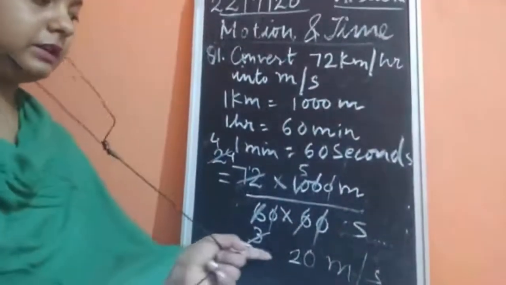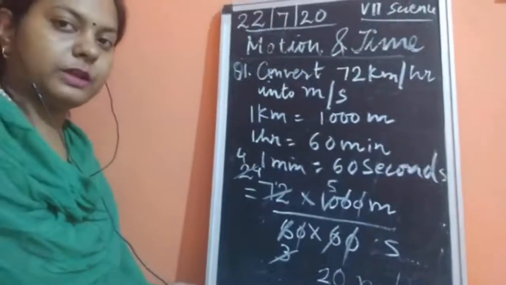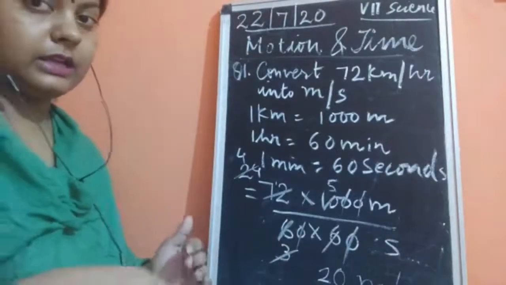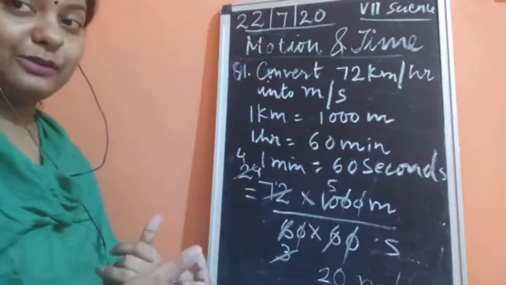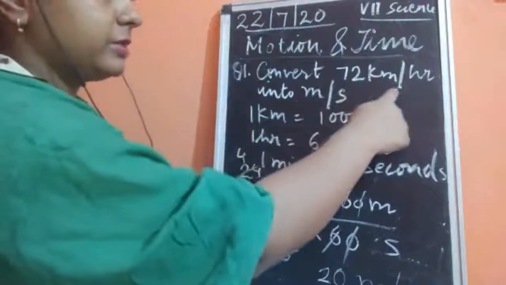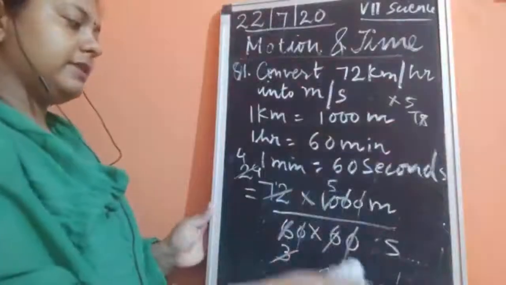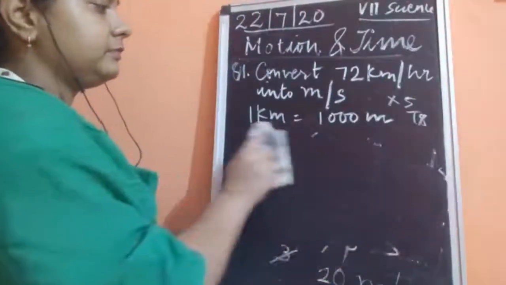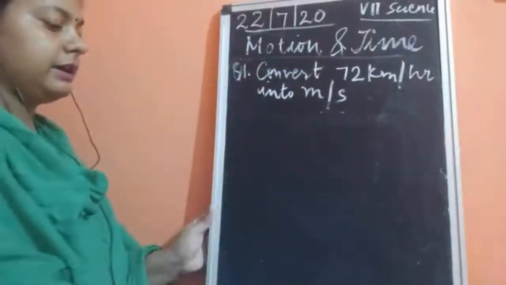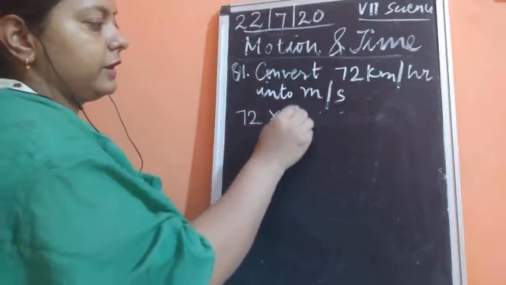Okay, as you could see here, it is 20 meter per second. So children, this is how you are going to solve the numerical, and this is a very easy way to solve. And yes, one more thing is there. Now one shortcut is there to calculate this meter per second. You simply multiply this 72 kilometer per hour into 5 by 18 and you will get the same answer. As you could see here, you need not calculate so much.